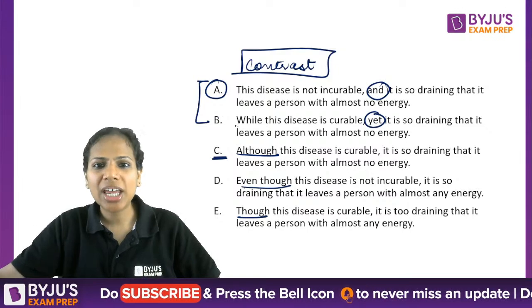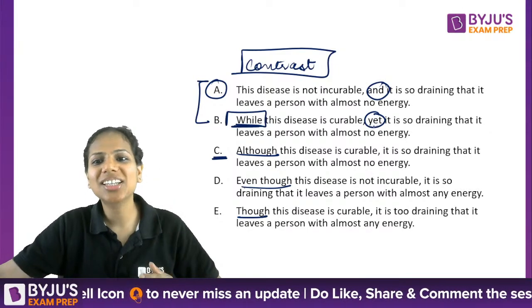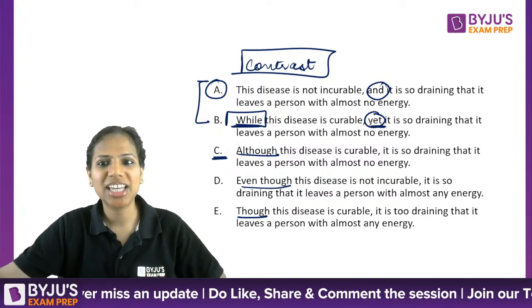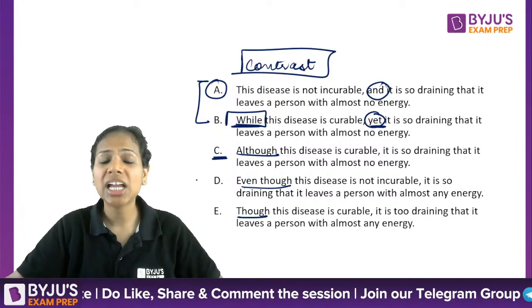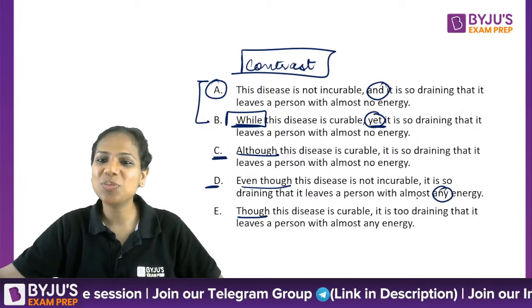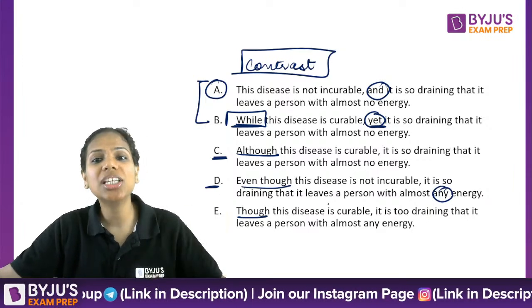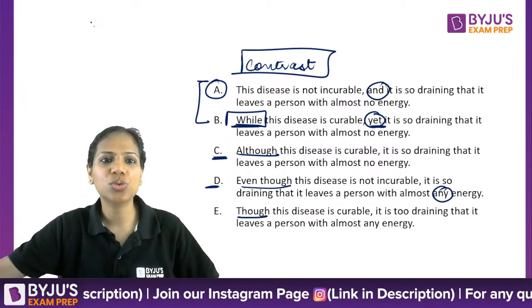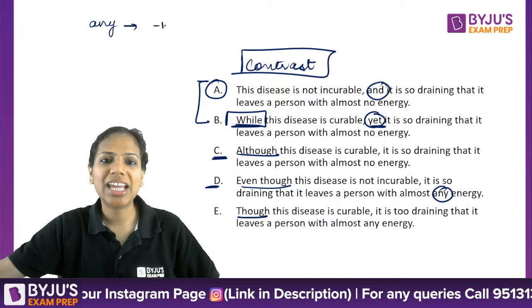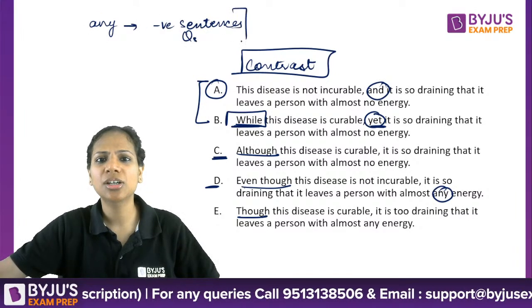B, when I put a while, that is enough to show that there is a contrast. So yet need not come here. D has a problem that it mentions any energy. It leaves a person with almost any energy. It should have been it does not leave a person. So any is used primarily in negative sentences and in questions.